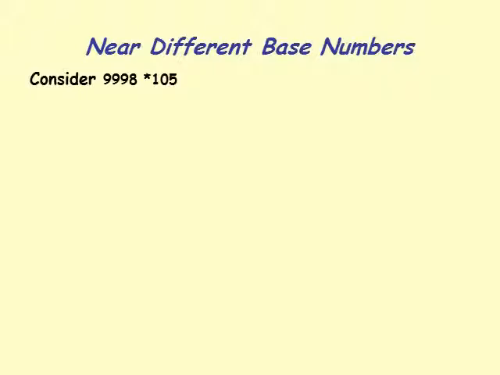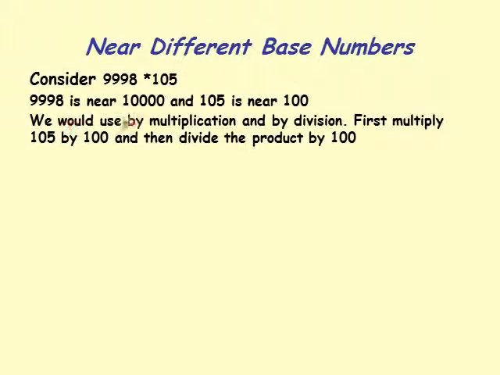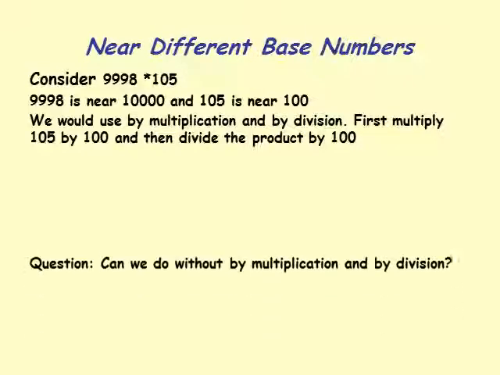The example we do is 9998 times 105. 105 is close to base 100 and 9998 is close to base 10,000. Okay, the two different base numbers. Let's see what we do here. We would use multiplication and division. First multiply 105 by 100 and then divide the product by 100. So we would change the problem to 100 times the problem and then divide the product we got in the end by 100.